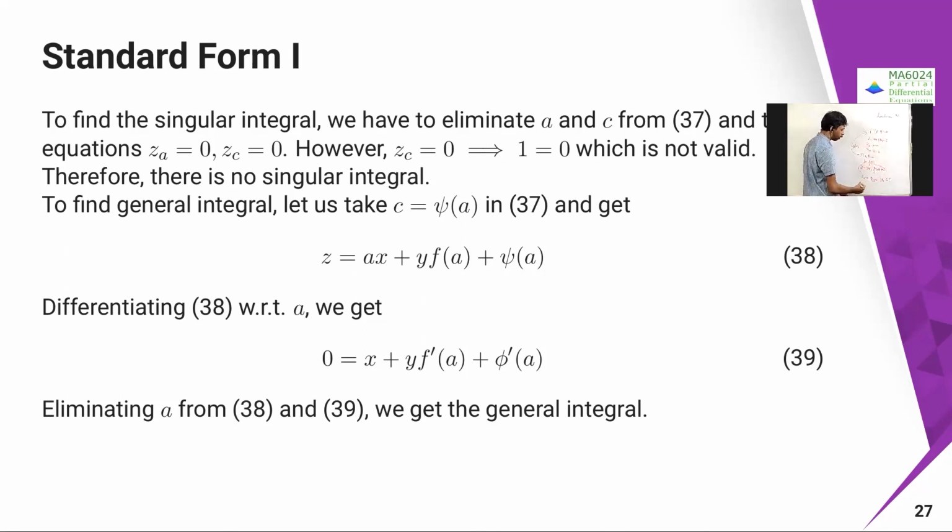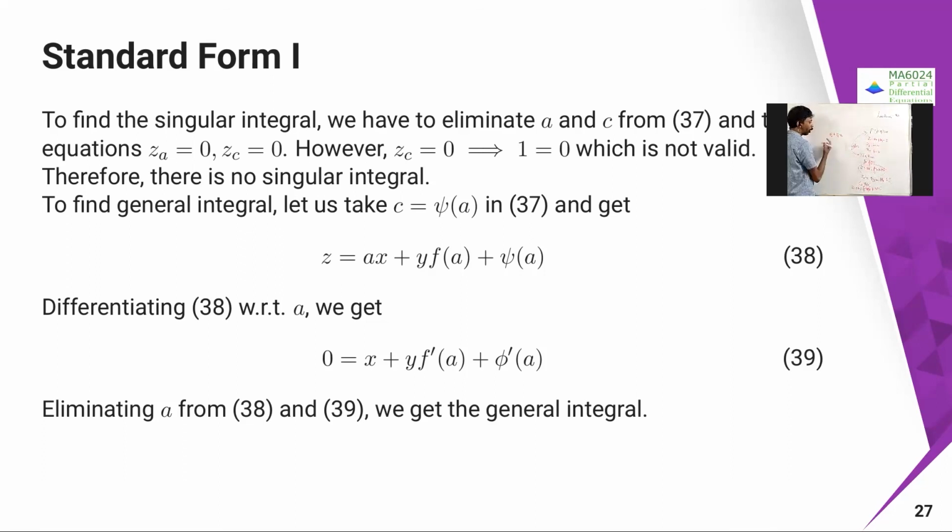To find the general integral, what do you have to do? You have to write c equal to psi of a. So therefore, this is going to become z equal to ax plus f of a into y plus c, where c is psi of a. Then you have to use this for finding the condition: phi a plus phi c into psi a. That is nothing but this one you have to do.